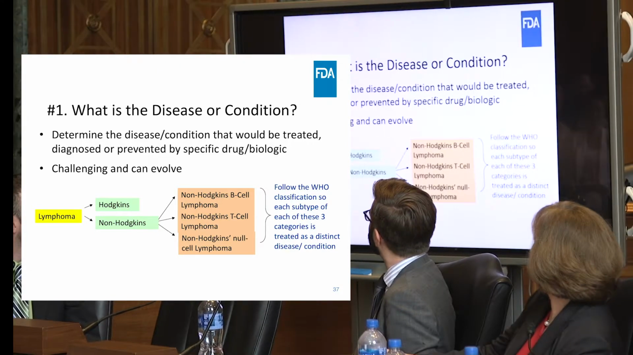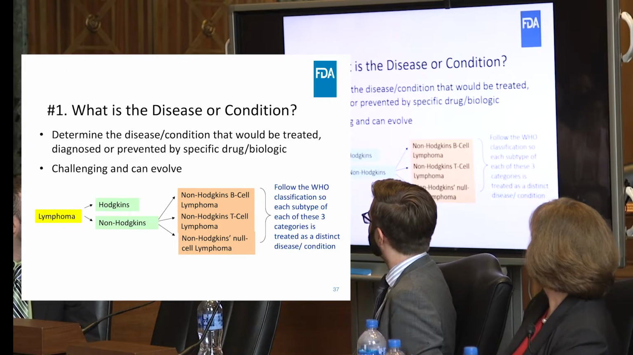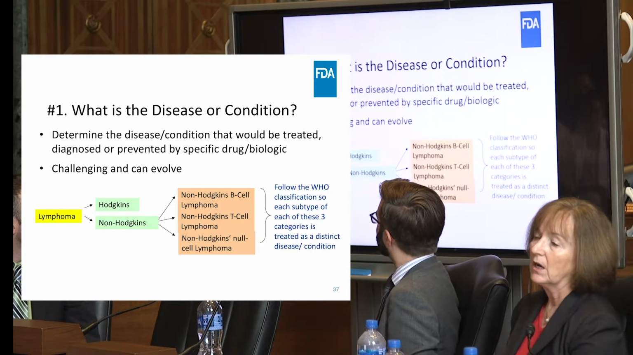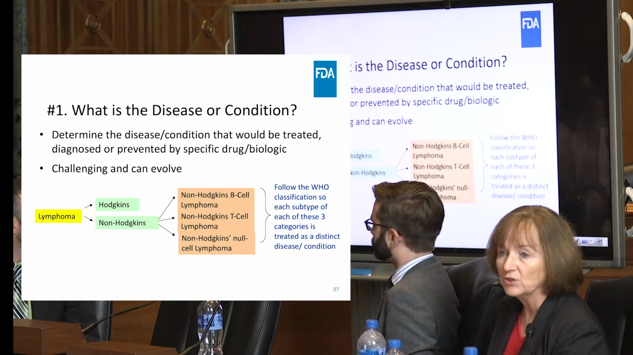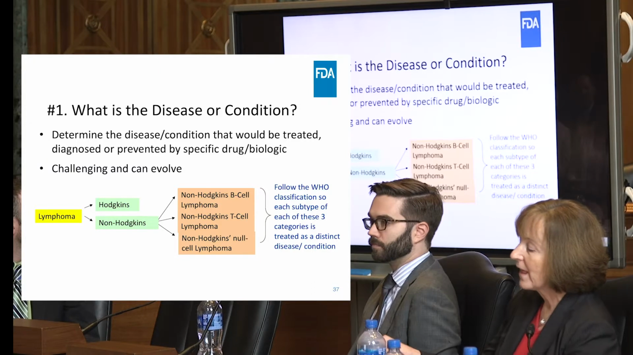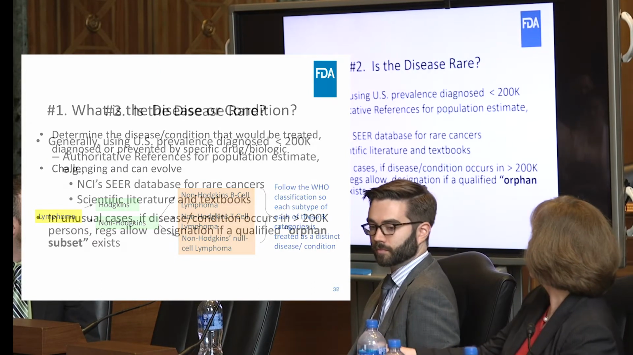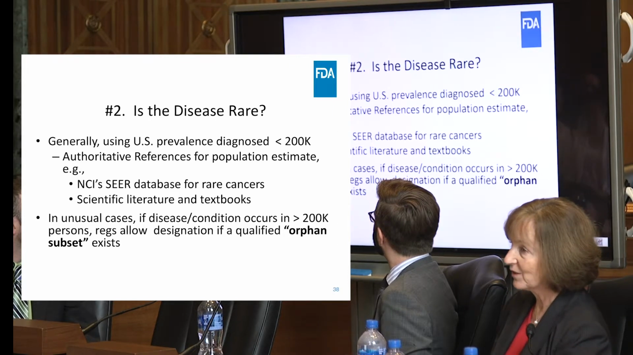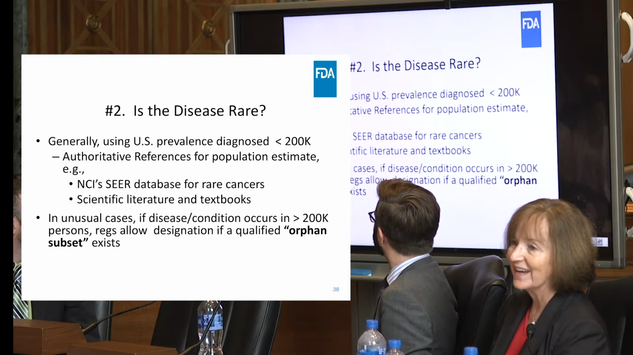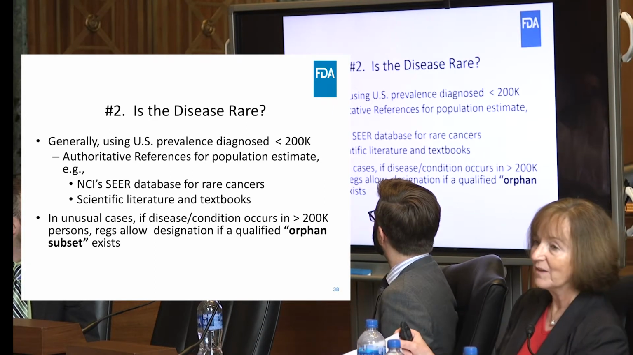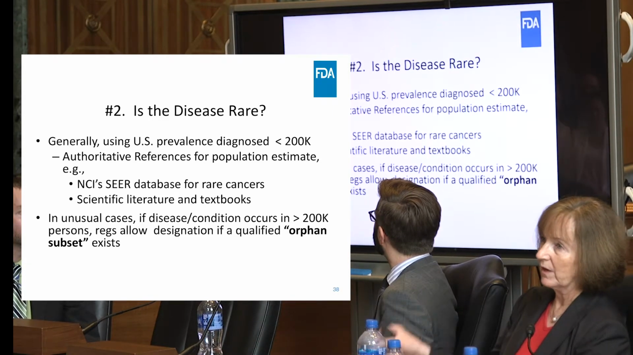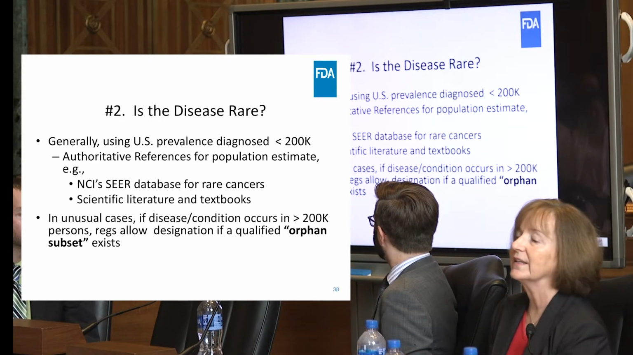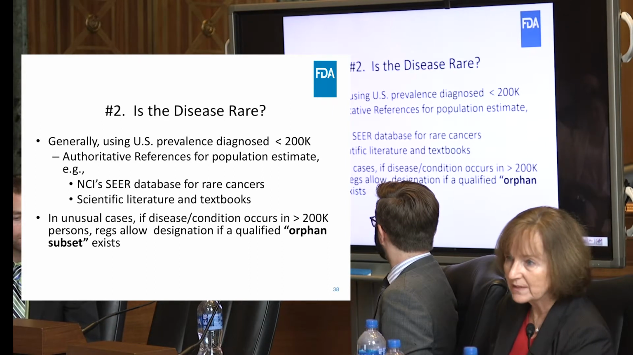So I've got a little bit of information if you're looking at the slide set later that's available to you. How we do a designation: when we look at what the disease or condition is, we give you an example of how we split out diseases over time. It can change with the science, and we need to be ready for that. When we look at whether it's rare, we're looking at authoritative references to help us. Sometimes we have excellent references, like within the NCI SEER database. Sometimes not.